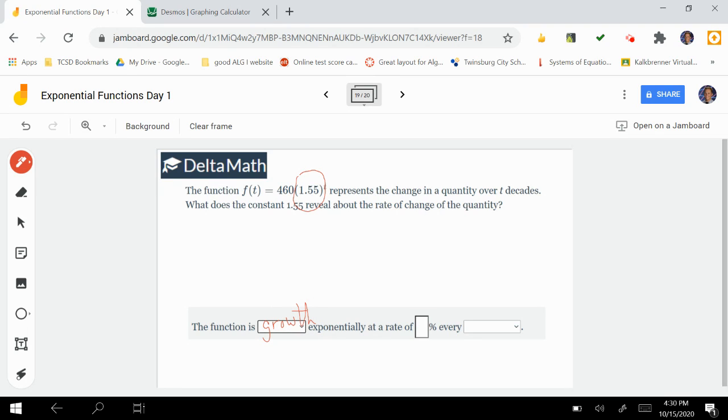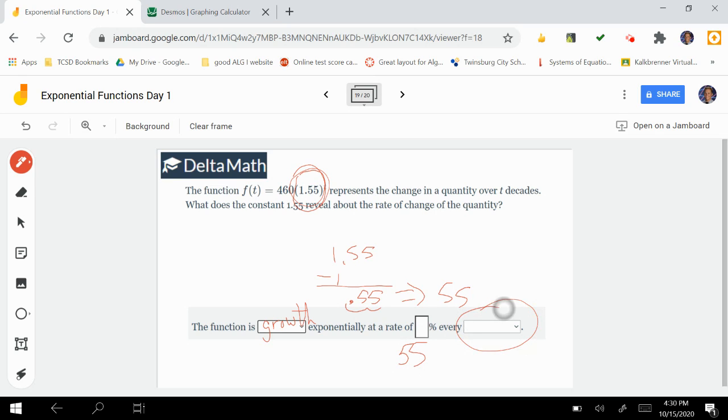What is my rate? My rate is going to be this number, subtract 1 from it. So 1.55 minus 1 gets me 0.55 as a decimal. Remember, in order to convert a decimal, we just move it 2 spots to the right. That means multiply it by 100, and you get 55%.